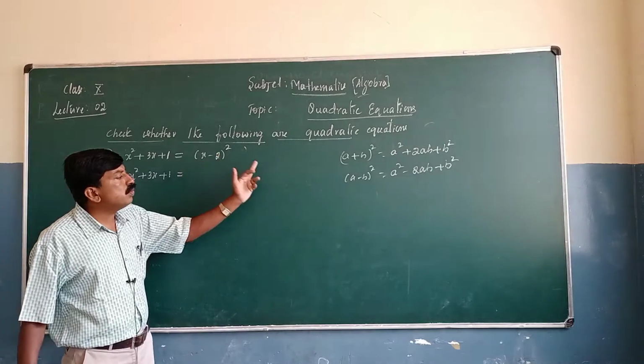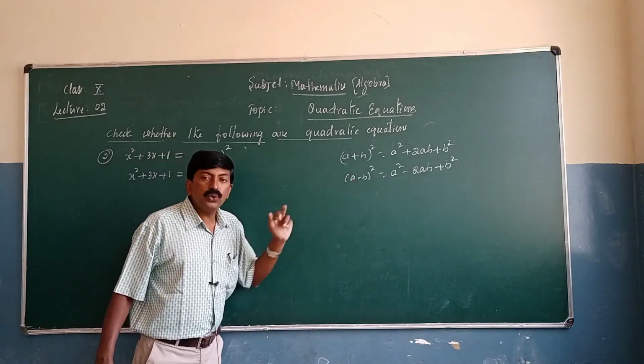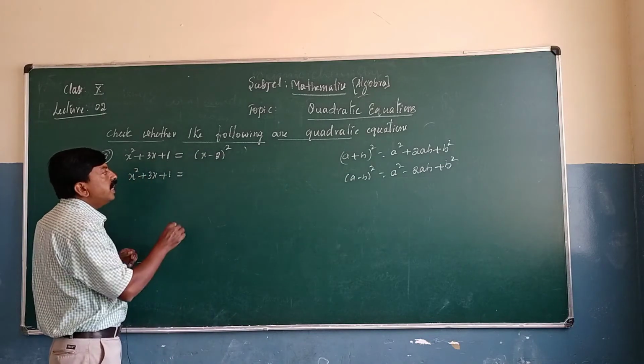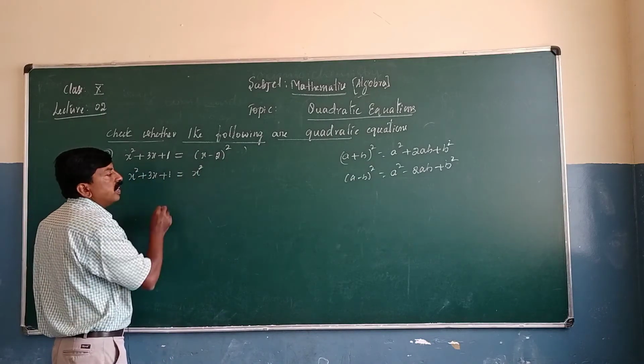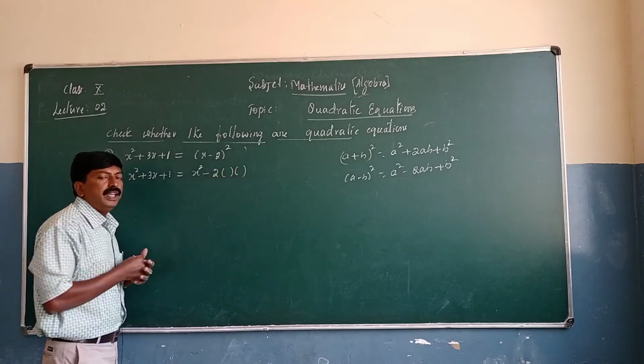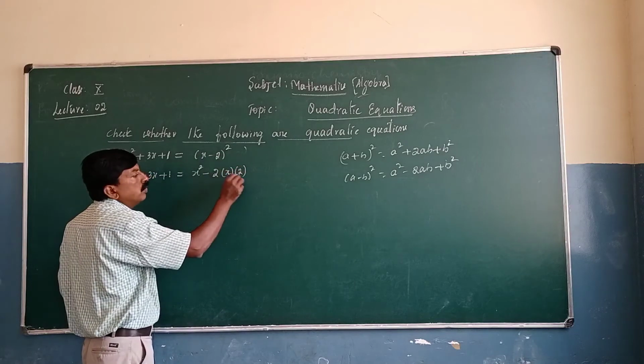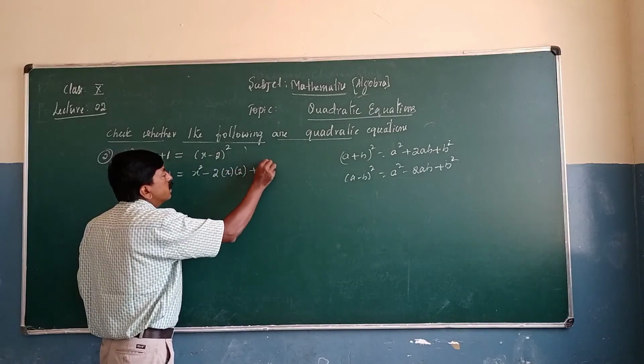Therefore, (x - 2) whole square: x value is a, b value is 2. It is a square, that is x square, minus 2 into a into b. a is x, b is 2, plus b square, that is 2 square.